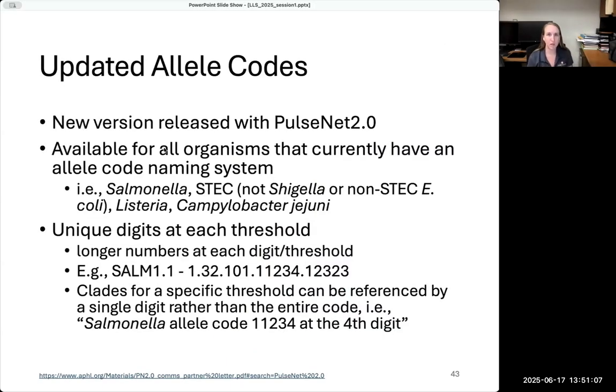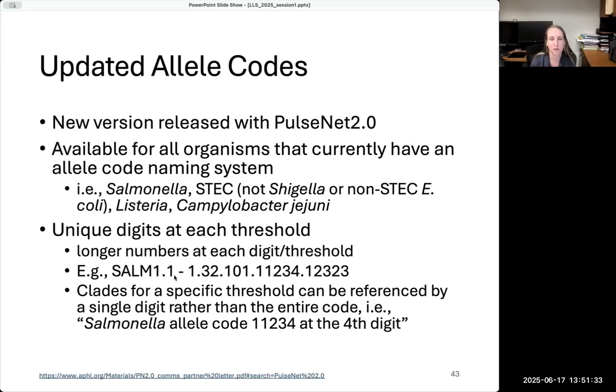Recently, there's been an update with allele codes that was released with PulseNet 2.0. Again, they're for Salmonella, STEC, so not Shigella or non-STEC E. coli, Listeria, and Campylobacter jejuni. They're now going to have unique digits at each threshold. So there will be longer numbers because they're using more numbers now.